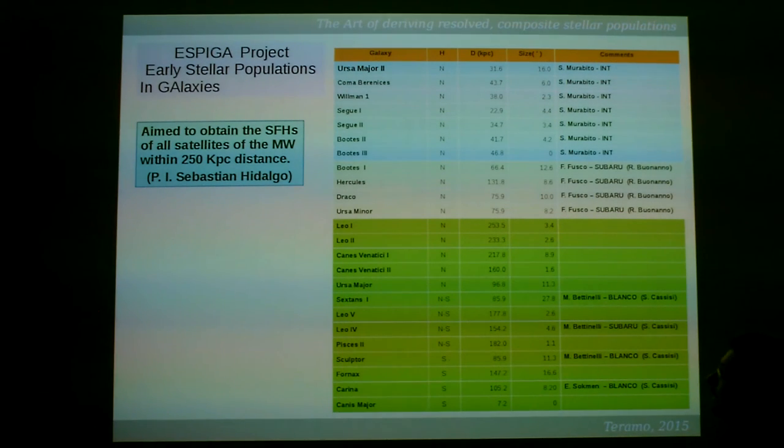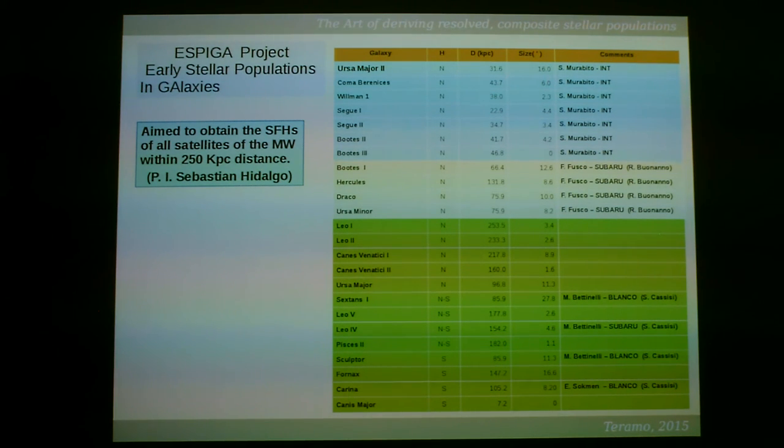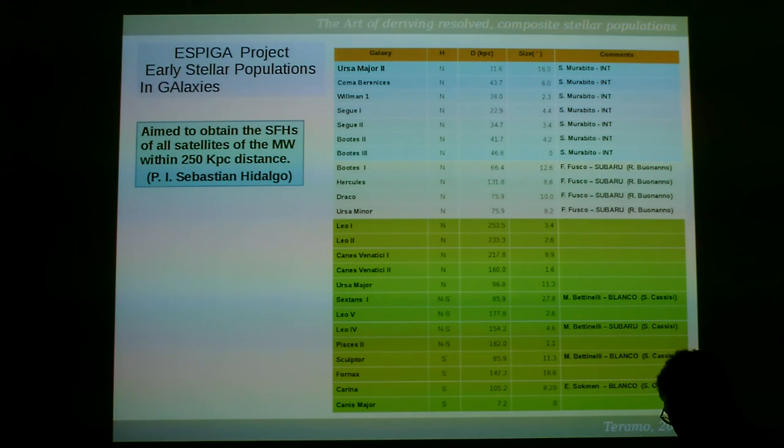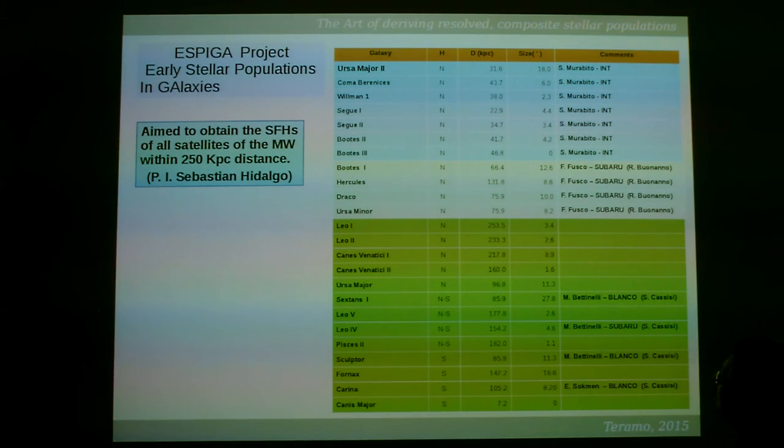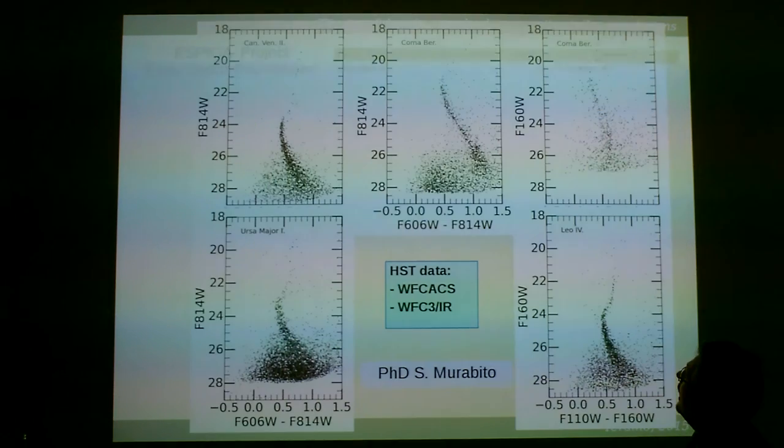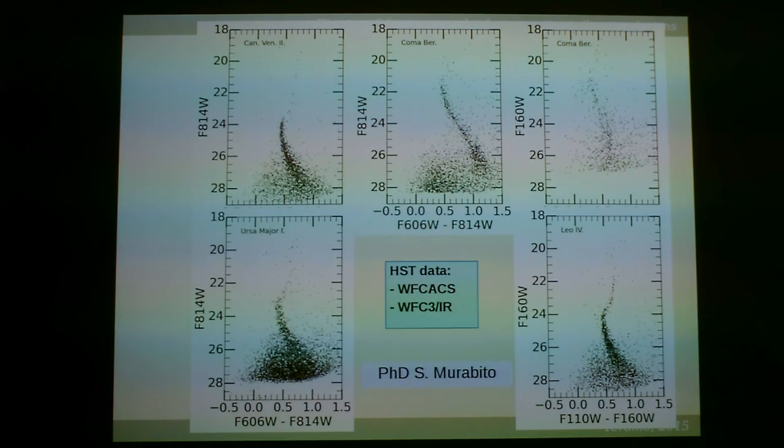Another project we are involved in is a bigger project, on the stellar populations in galaxies. It aims to obtain the star formation history of all satellites of the Milky Way within 250 kiloparsecs. These are students working on some of the galaxies: Remito with INT, Federica Fusco with Subaru, under the supervision of Professor Roberto Cuonano, and Margherita Bettina using Blanco and Subaru telescopes in collaboration with Santi Cassisi. We have now solved the first color-magnitude diagram. This is for the ultra-faint galaxies.